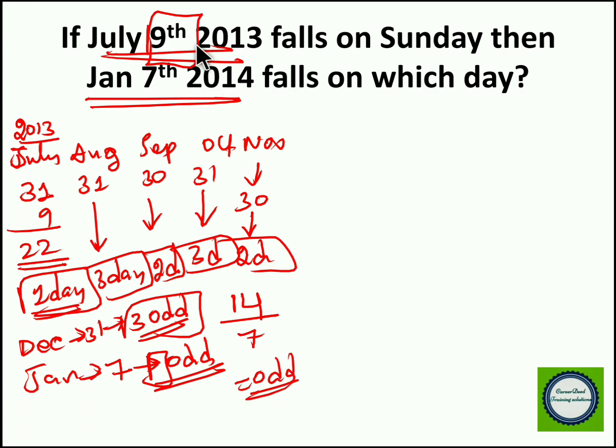So if July 9, 2013 is Sunday, then January 7, 2014 will be 1 day before Sunday, which is Saturday. So if you get 1 odd day, we can map it as Sunday. Since you don't get any odd days, you have to take 1 day before the given day Sunday, which is Saturday. So this becomes our answer. Hope you understood the problem, right?